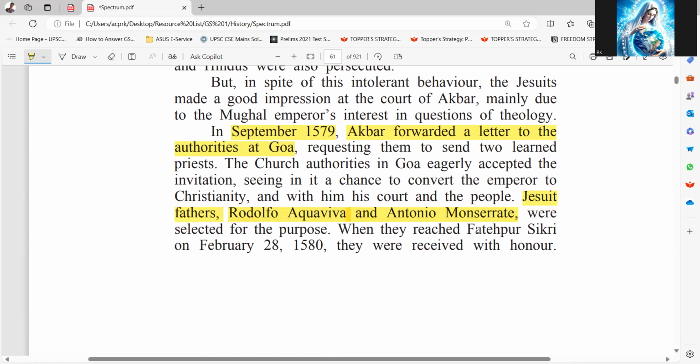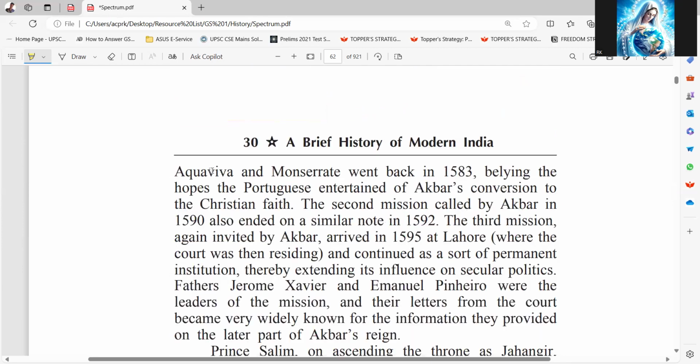When they reached Fatehpur Sikri on February 28, 1580, they were received with honor. Acquaviva and Monserrate went back in 1583, belying the hopes the Portuguese entertained of Akbar's conversion to the Christian faith. The second mission called by Akbar in 1590 also ended on a similar note in 1592.